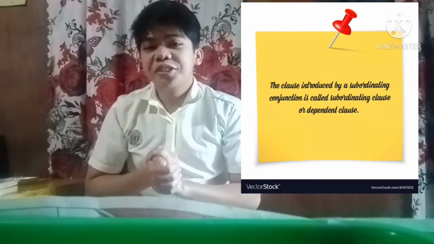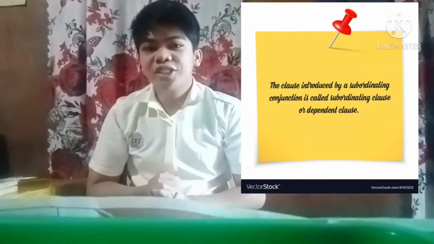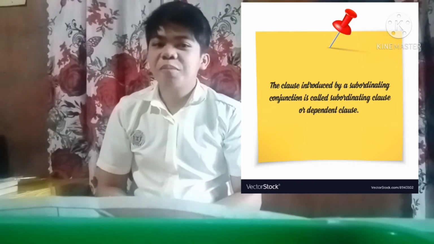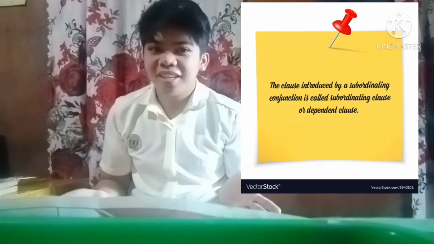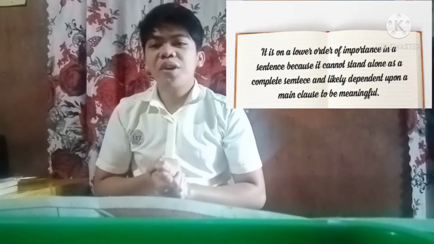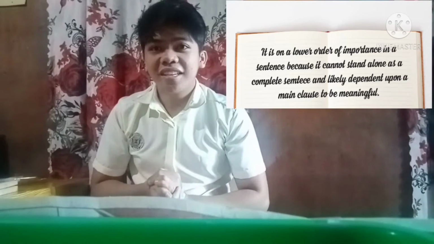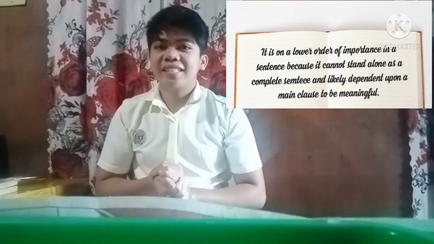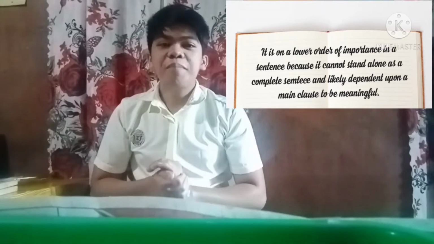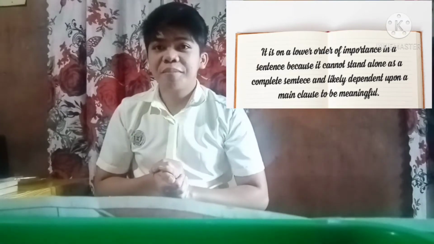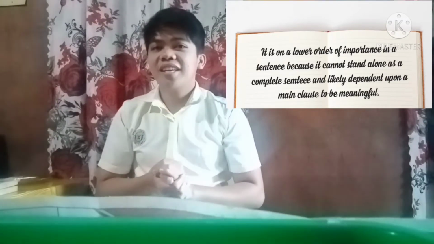The clause introduced by a subordinating conjunction is called a subordinate clause or dependent clause. It is of a lower order of importance in a sentence because it cannot stand alone as a complete sentence and is dependent upon a main clause to be meaningful. In addition, it often begins with a subordinating conjunction or a relative pronoun.